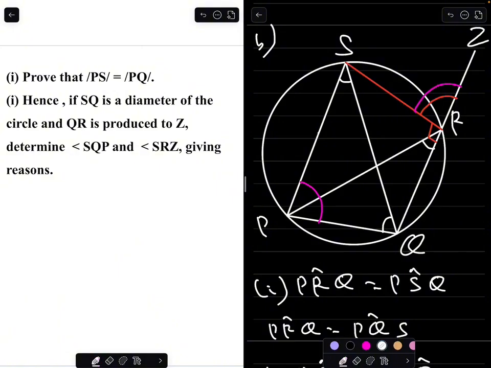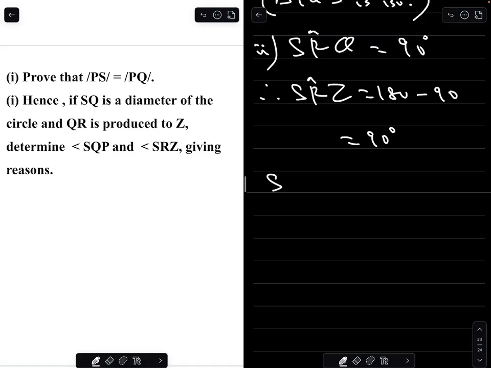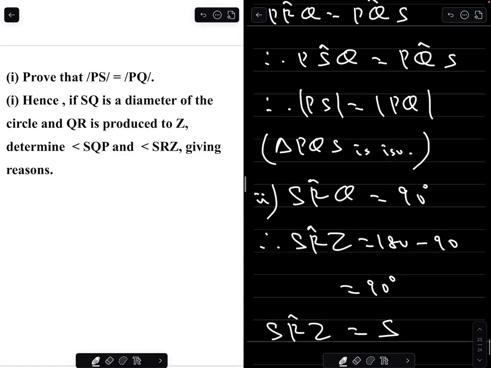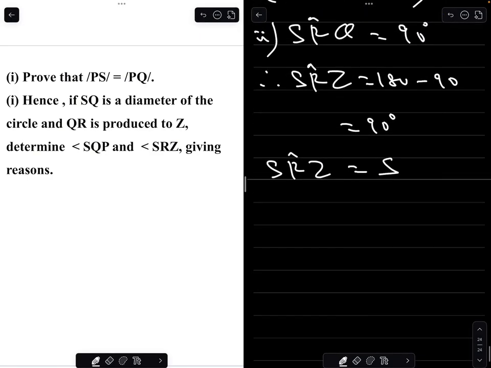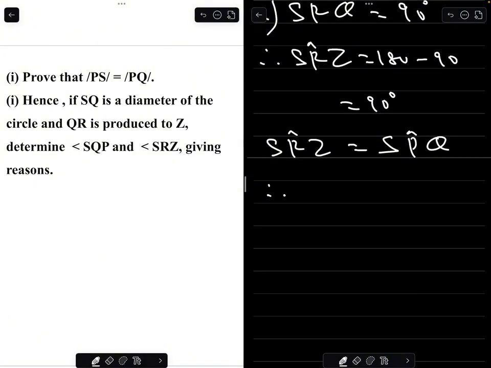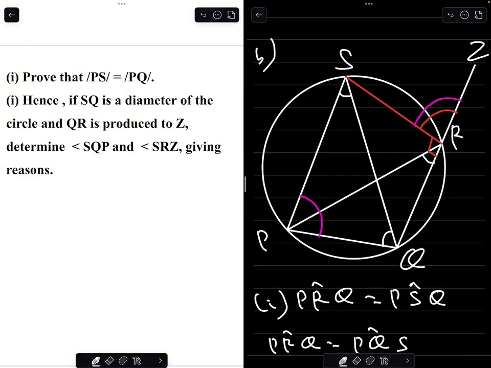So what do I say? Angle SRZ is equal to angle SPQ, and the reason for that is exterior angle of a cyclic quadrilateral is equal to the opposite interior angle. That therefore means angle SPQ is also equal to 90 degrees.